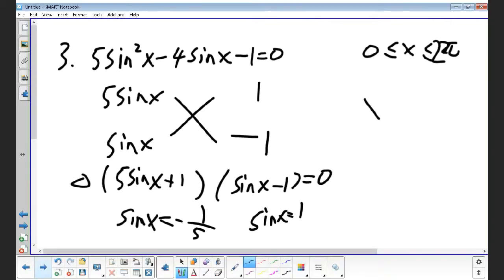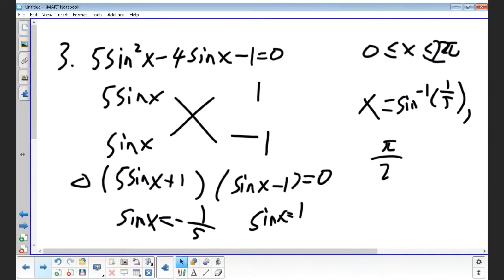So for this one, x is equal to, from sine x plus 1, that is between 0 and 5. This one is x equal to pi over 2. That's it. So how about this: if we don't have the interval here, tell me the answer. If you do not have the interval here, what is the final answer?